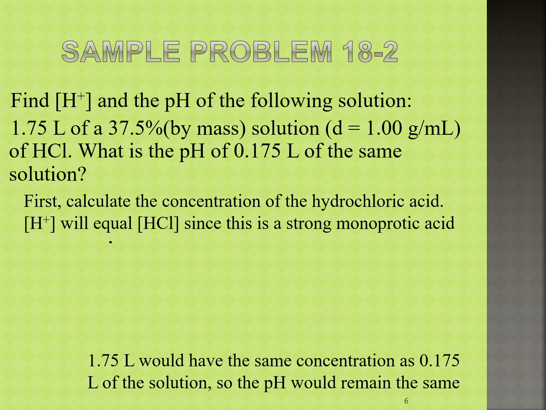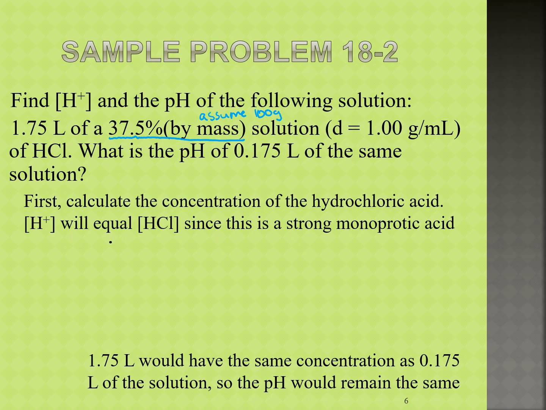Well, let's work sample problem 18-2, in which we're going to find the H+ concentration and the pH. Once we find one of the 4 things, we could find all of them. In this case, we just need 2. It gives us that we have a volume and we have a mass percent. Now, this probably has been a while, but when we have a mass percent, we can assume 100 grams total. And if we do that, that will get us our jumping off point, because if we know that we have 100 grams total, then we have 37.5 grams of our HCl.